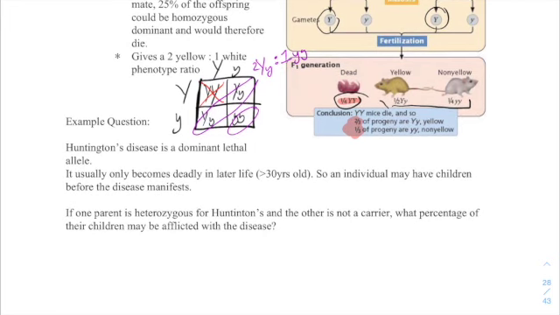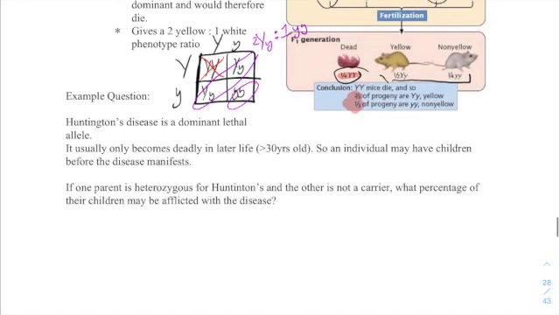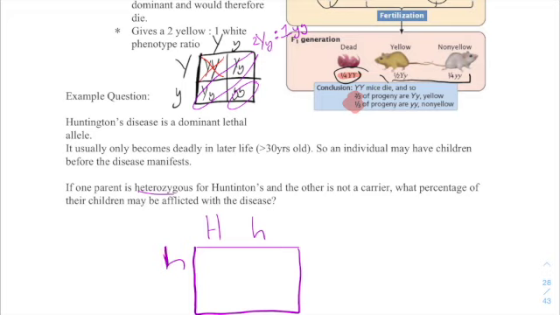So if one parent is heterozygous for Huntington's and the other is not a carrier, what percentage of the children may be afflicted by the disease? So let's do this example here. Here we have Huntington's, and we have one parent that is heterozygous for Huntington's, and then another parent who is not a carrier.